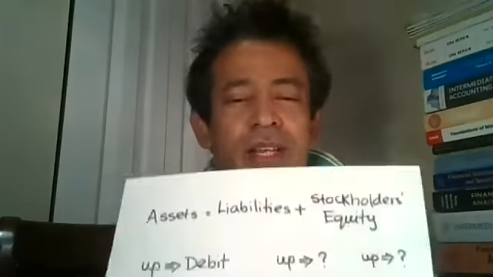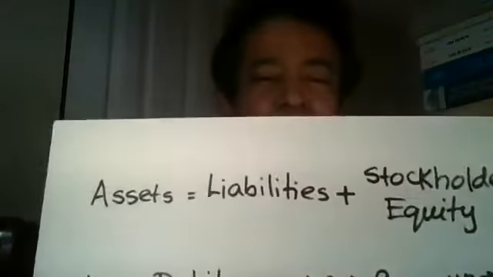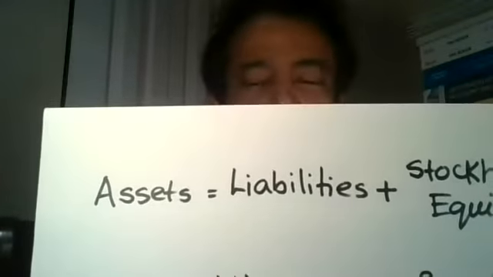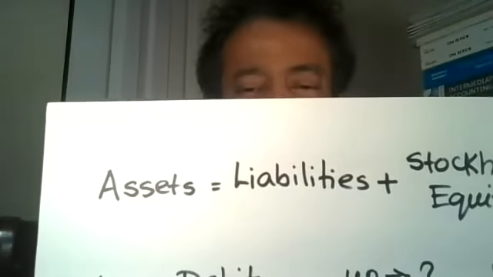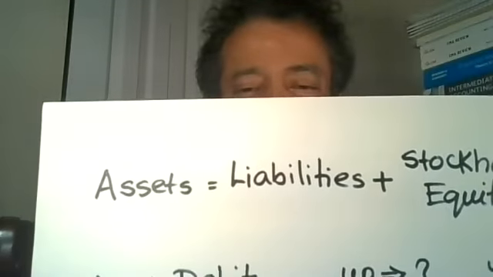So the more assets you have, chances are if you don't increase your liabilities, your equity is going to go up. So I'm going to show you the accounting equation here. So take a look. This is the accounting equation. Assets equal to the total of liabilities and stockholders' equity.